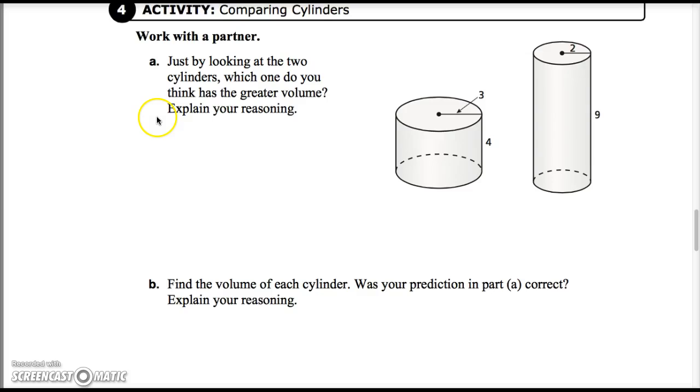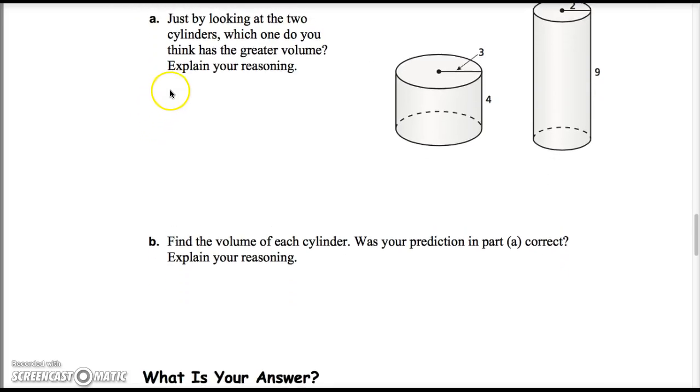Okay, now on part B, we're actually going to find the volume of each cylinder. Okay, so I'm going to do the one on the left first. All right, so remember, for the volume of a cylinder, we take pi times the radius squared times the height. So for this one on the left, we're going to take pi, which is 3.14, times the radius, which is 3. We have to square that, times the height, which is 4.